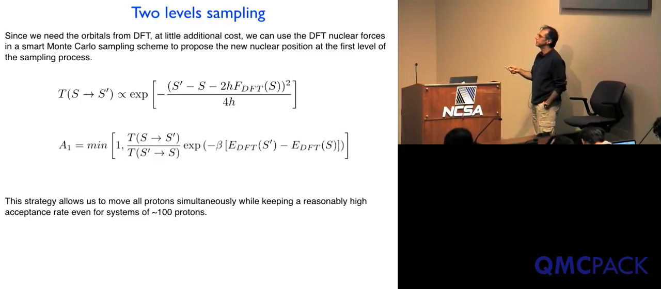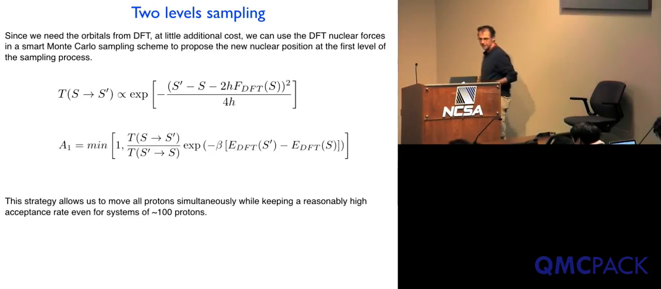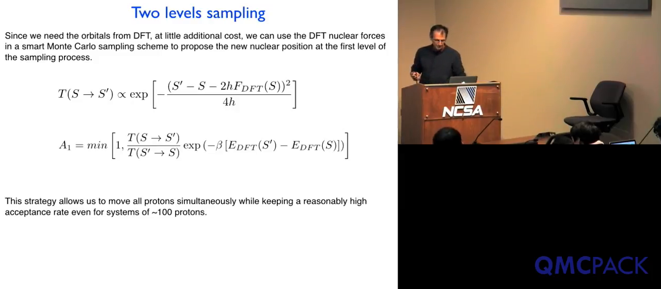This would be the first level of acceptance, and then the energy difference between the quantum Monte Carlo and the DFT is used to finally accept the move. That's what we do at the moment. Okay? With this strategy, we can use a system of 100 protons and get some reasonable and useful results, I guess.